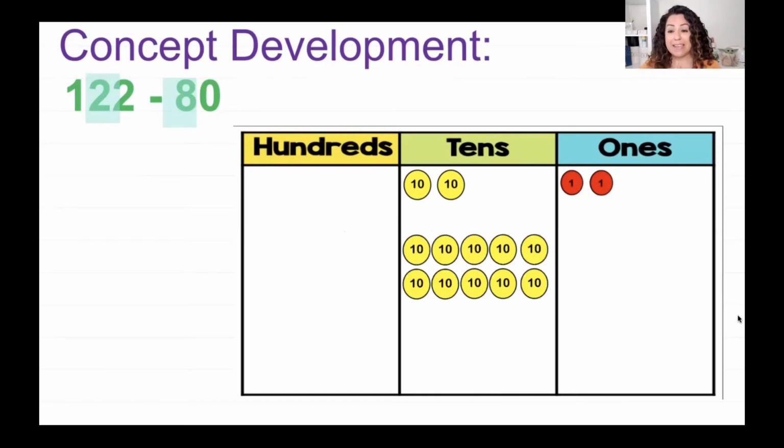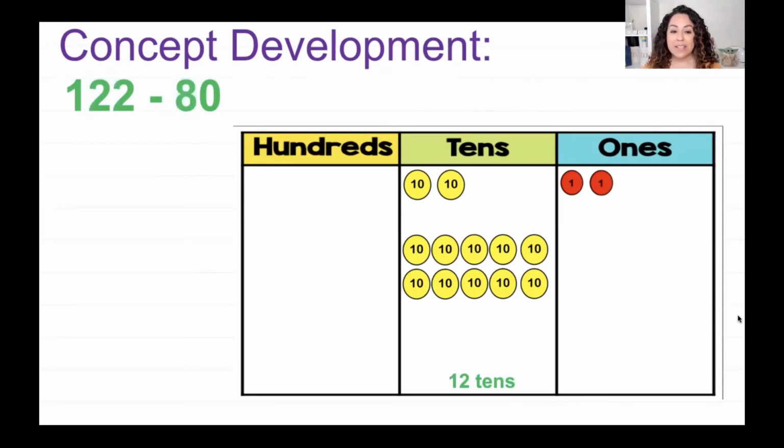Now keep in mind, this is the same number because 122 is the same as 12 tens and 2 ones. I just wrote it in a different way. So now I have 12 tens. So I would say that I am ready to start subtracting. So let's go ahead and get started.